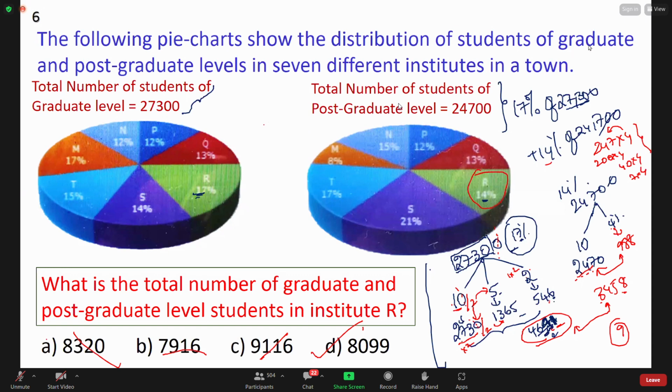The usual way prescribed in percentages is 27,300 into 100. If you do this, you would get the value of 17%. But would you want to do it in this way? Did I write something wrong there? Sorry, I shouldn't do this. I should do 27,300 into 17 by 100. So 273 into 17, and the same for 247 into 14. You can do it in this way and find it out. So find out the percentages, add them both, and you will get the value.